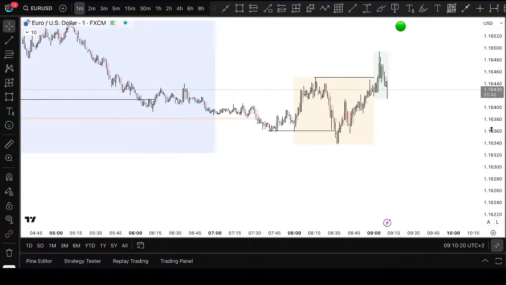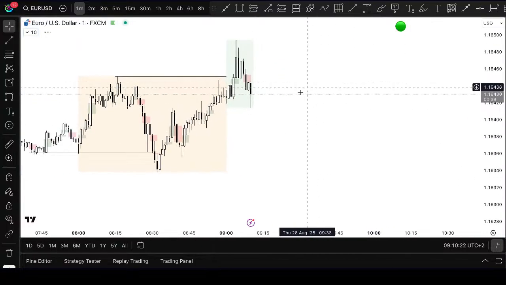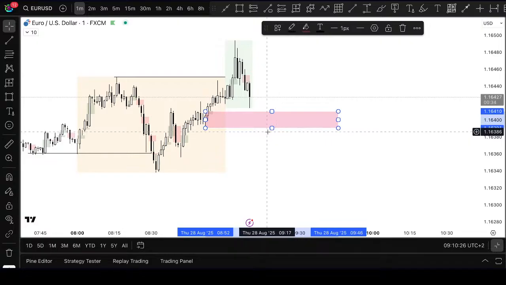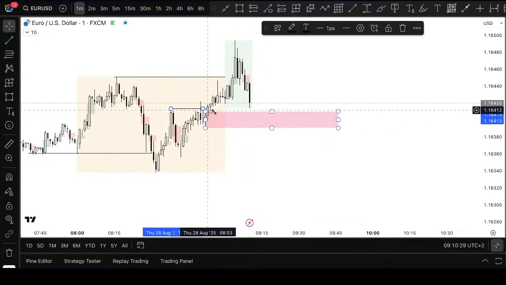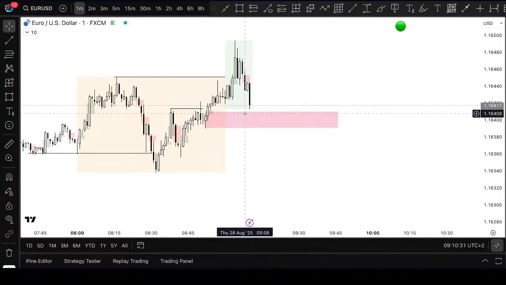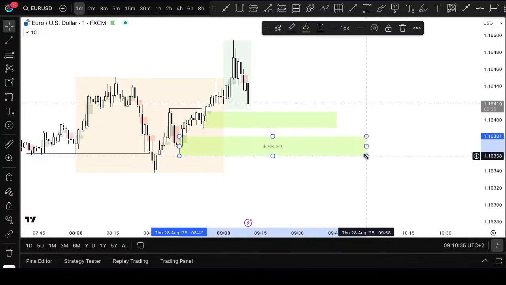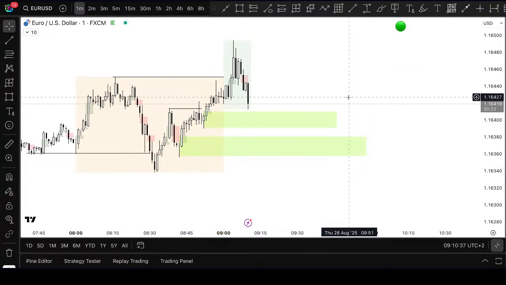In Euro USD, we can see that it created a movement down here. It's a good place. If you want to go long, this is a good place. A good buy.